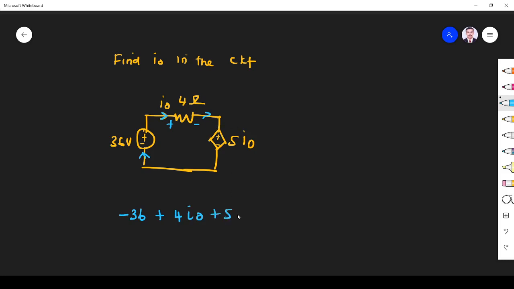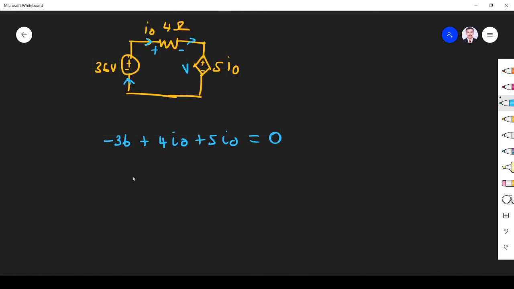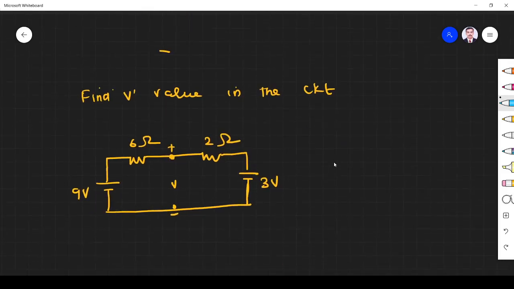So I put again. This is a voltage source, a dependent voltage source, right? Because it has plus and minus terminals, so it is a dependent voltage source. So phi I naught. So the total voltage around any closed loop is 0. So this implies I naught is equal to 4 ampere. Simple problem. Okay. Next problem.